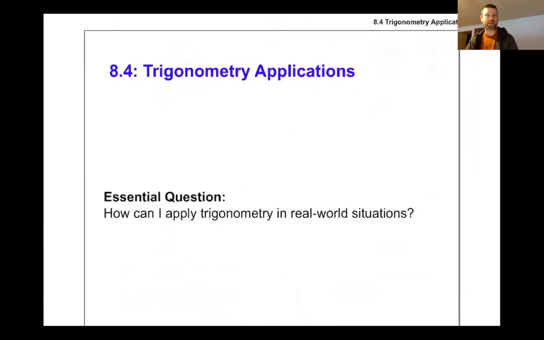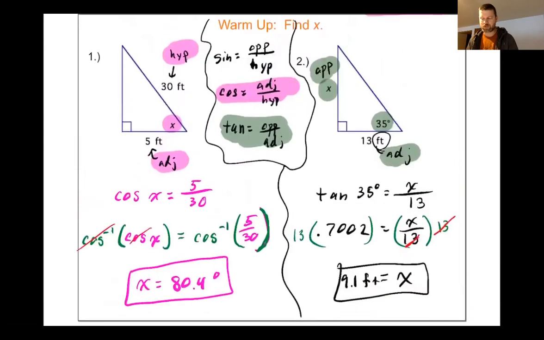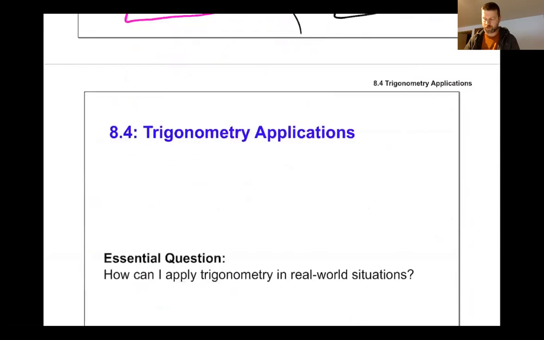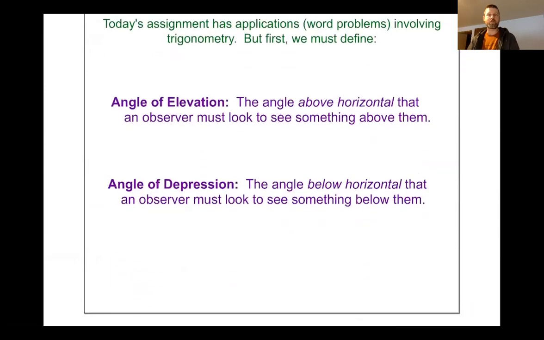Today, we're just going to keep doing that, but we're going to do applications. We're going to apply trigonometry in real world situations. So we're going to just be using trig to solve real world problems. There's a couple of vocab notes you might want to make note of. First being angle of elevation.